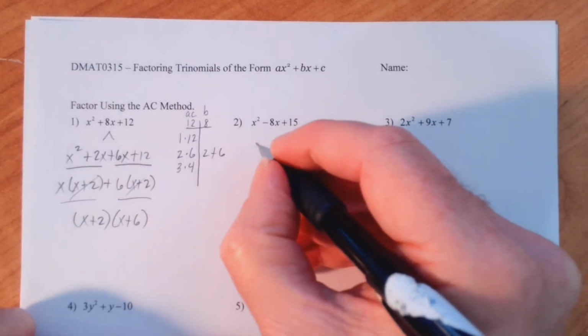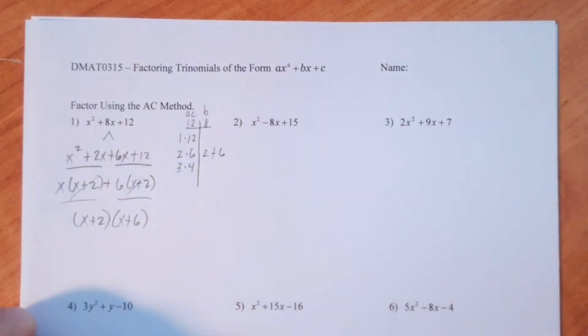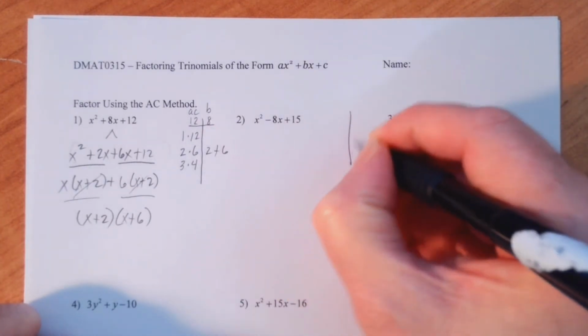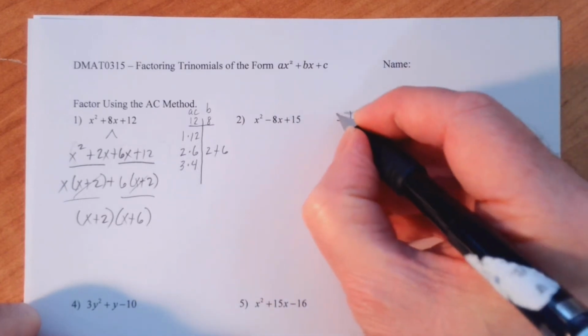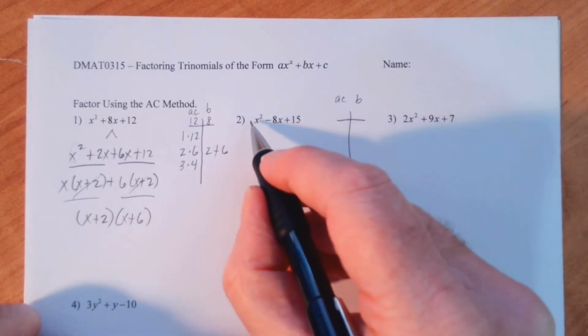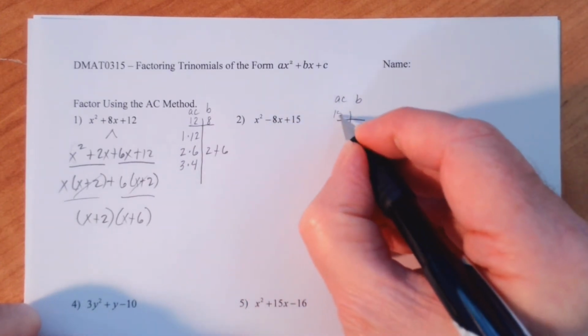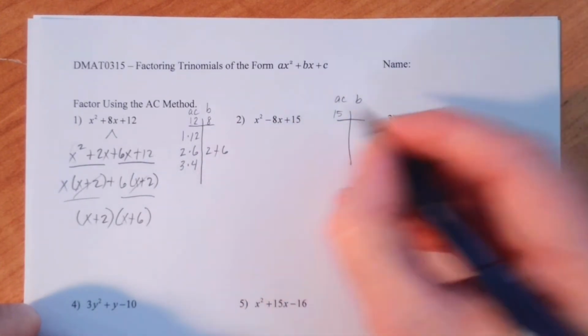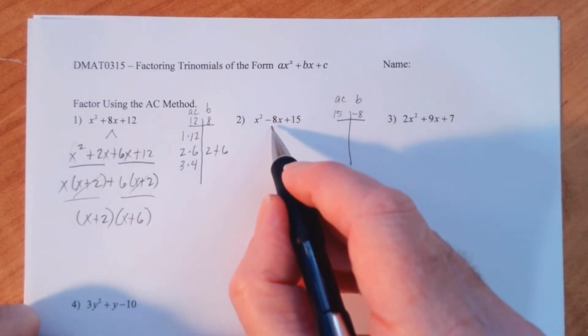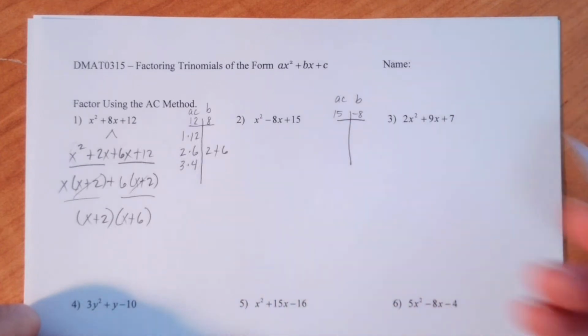Okay, so number 2. If you think you got it, you might try number 2, or watch the video, or you can just watch me do another one before you try one yourself. So again, I need to find AC and B. So 1 times 15, that's my AC, 15, and B here is negative 8. It's important that you use the sign of that B term.